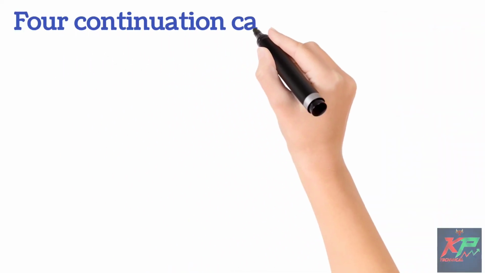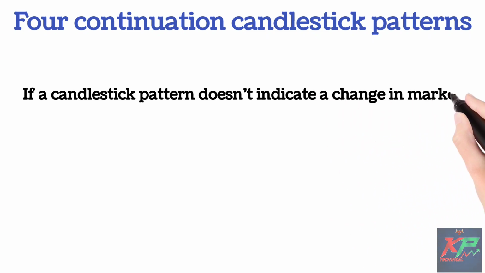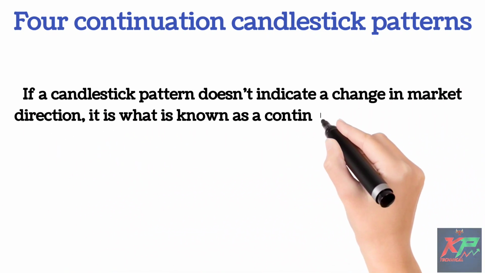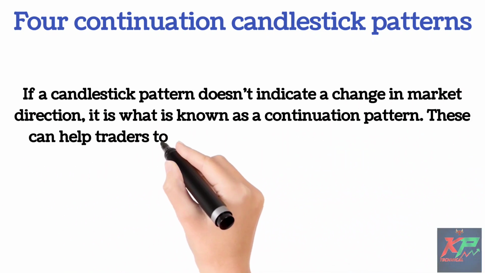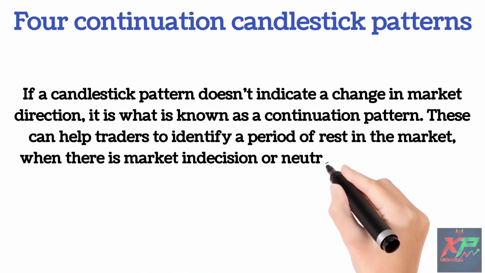For continuation candlestick patterns, if a candlestick pattern doesn't indicate a change in market direction, it is what is known as a continuation pattern. These can help traders to identify a period of rest in the market when there is market indecision or neutral price movement.